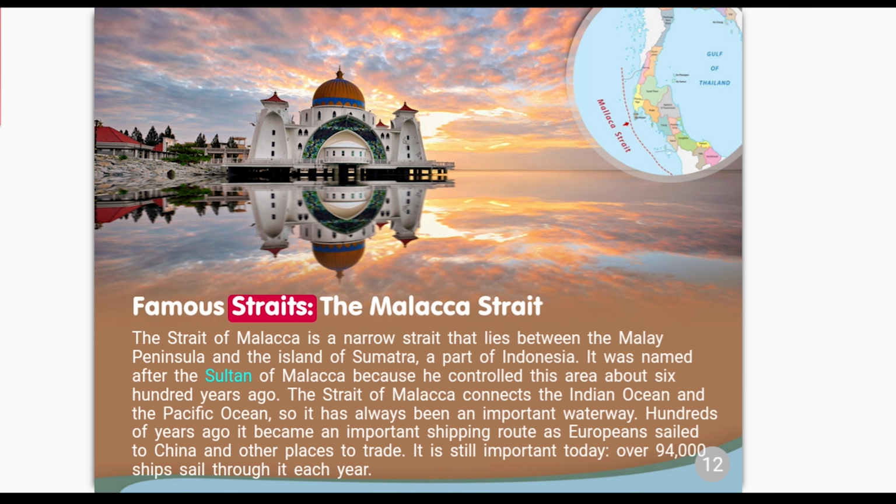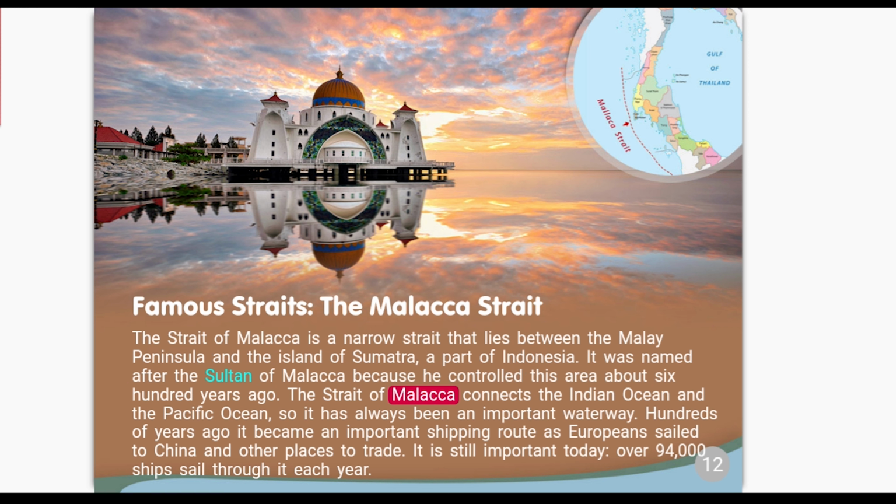Famous straits. The Malacca Strait. The Strait of Malacca is a narrow strait that lies between the Malay Peninsula and the island of Sumatra, a part of Indonesia. It was named after the Sultan of Malacca because he controlled this area about 600 years ago.